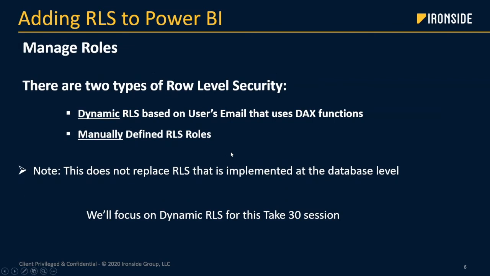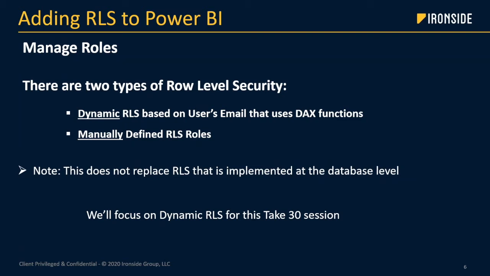Now there's two ways to apply role level security, right? You can do it through dynamic role level security, so based on a user's email address, for example. So John Doe logs in, I log in, whoever logs in, there's some kind of security that's dynamically configured to automatically associate their email address to a filter that's being applied behind the scenes. Additionally, you can do it manually.